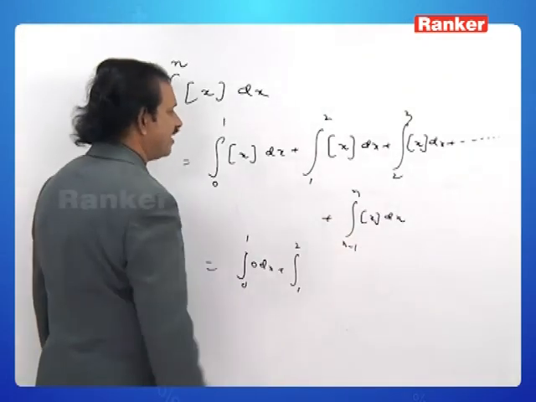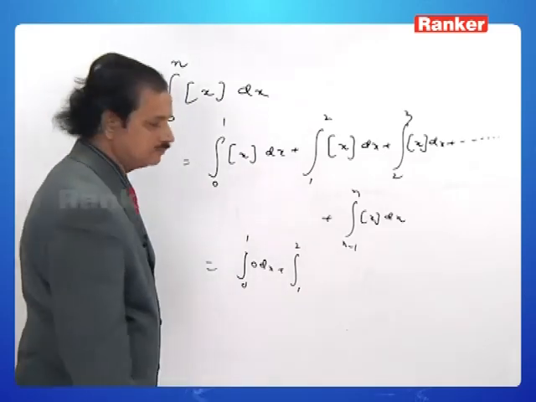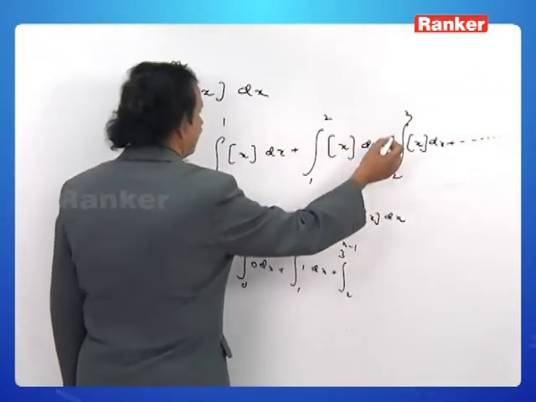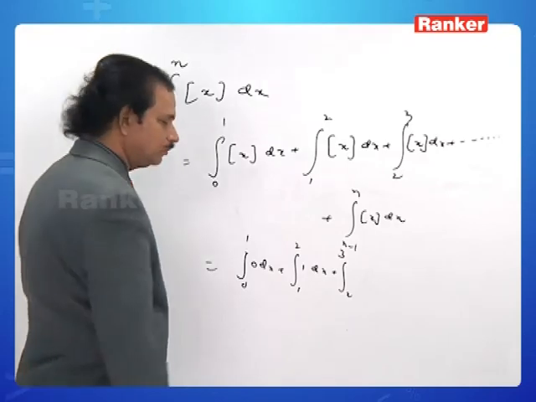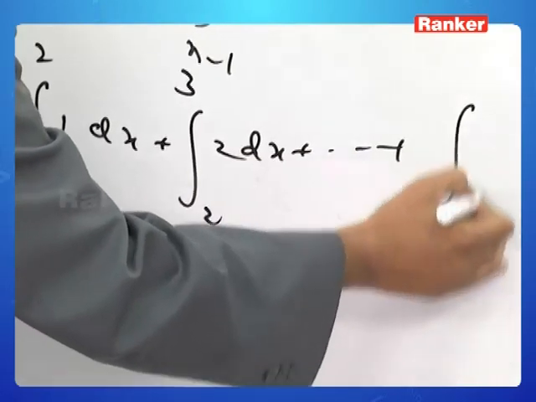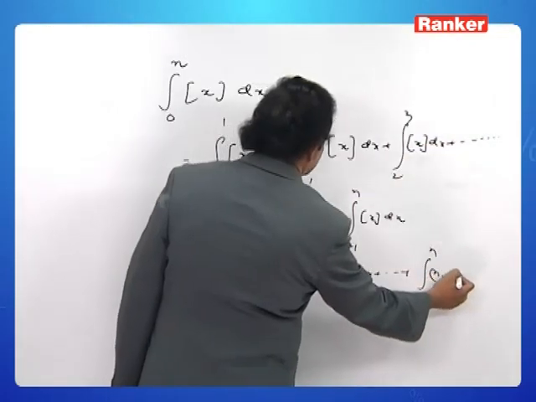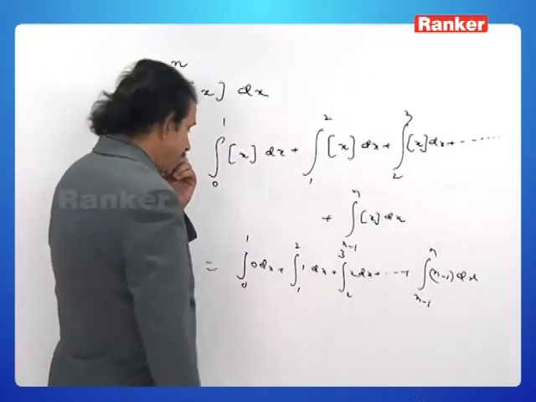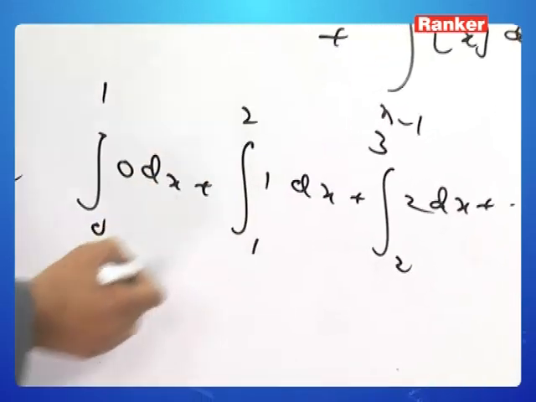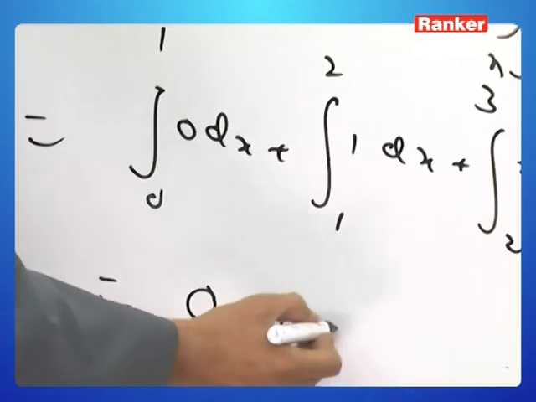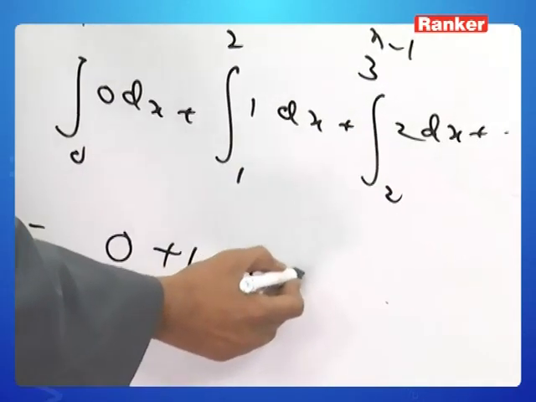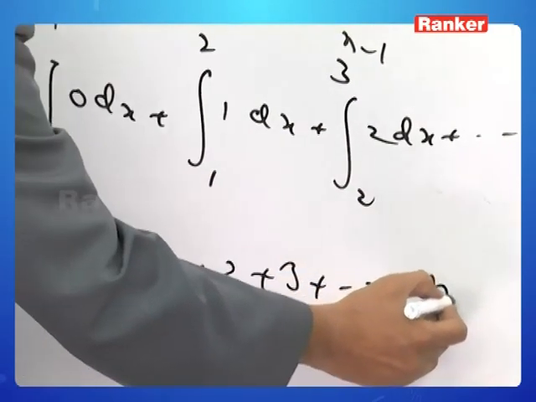Integral 1 to 2. Between 1 and 2, what is integral part of x? 1. 1 dx plus integral 2 to 3. Between 2 and 3, what is integral part of x? 2. 2 dx. And so on, integral n minus 1 to n, (n minus 1) dx. It is of course 0. You leave it here. Between the limits 1 and 2 it is 1. So 0 plus 1 plus, between 2 and 3, it is 2 dx, it is 2, plus 3 plus 4 plus etc. and n minus 1.